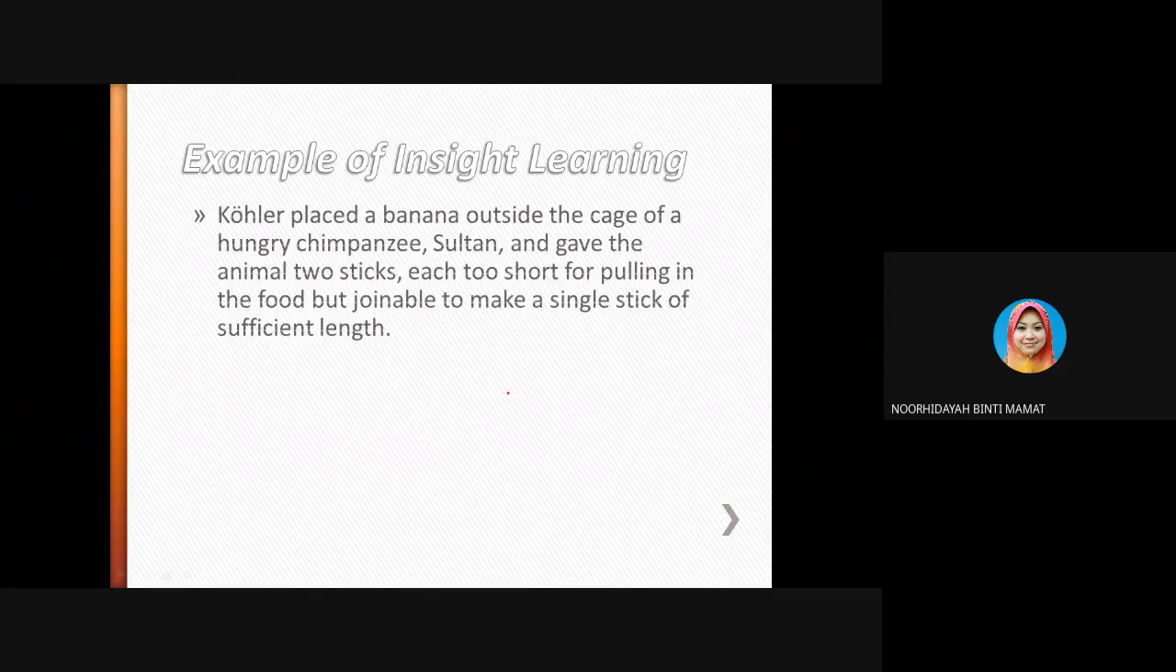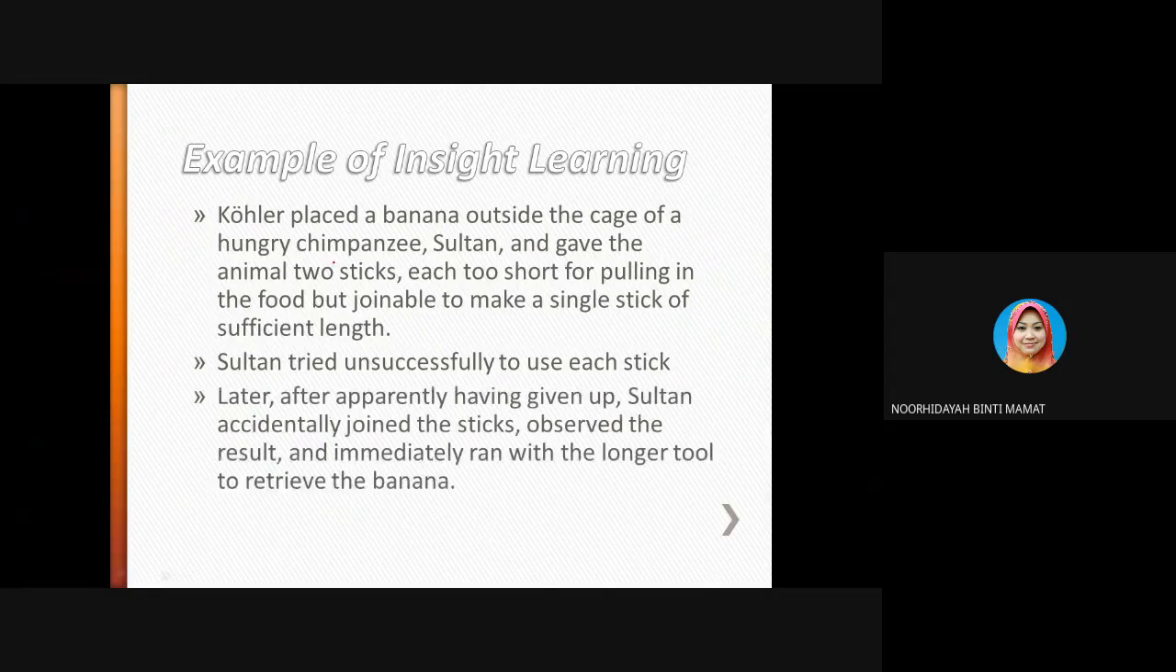For an example of insight learning, Kohler placed a banana outside the cage of a hungry chimpanzee named Sultan, and gave the animal two sticks, each too short for Sultan to pull in the food. However, if Sultan joined the two short sticks, it would make a single stick of sufficient length to pull in the banana. But Sultan tried unsuccessfully to use each stick.